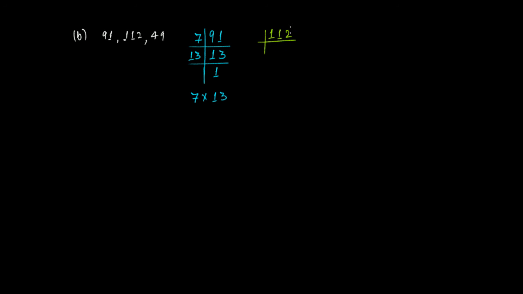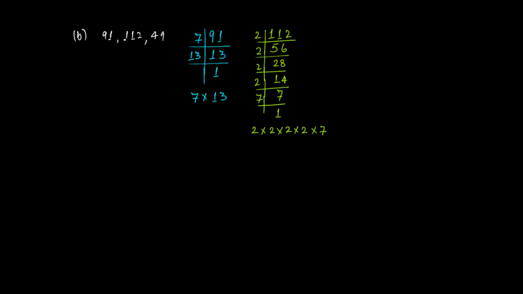This will be divisible by 2, yes, because it has the digit 2 at its units place. So this is 2, 5, 10, and this is 6, 56. Then if you divide 56 by 2, what will be the quotient? 28. If you divide 28 by 2, what will be the quotient? 14. If you divide 14 by 2, the quotient is 7, and then if you divide it by 7, because 7 is a prime number, it will only be divisible by itself. So the prime factorization of 112 will be 2 times 2 times 2 times 2 times 7. This is the prime factorization of 112.